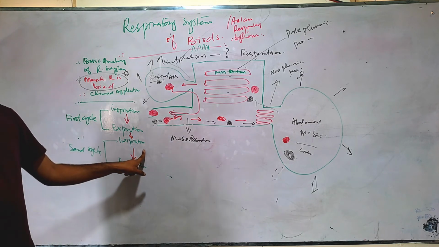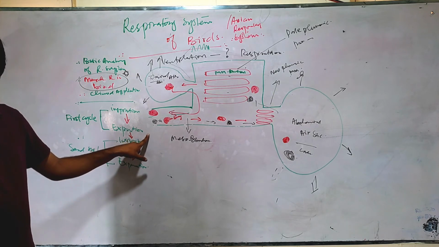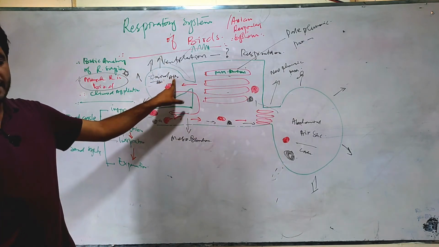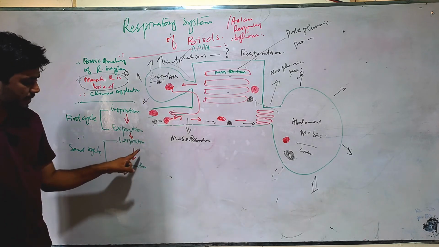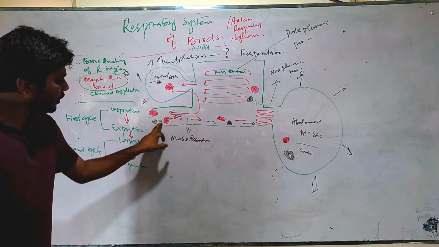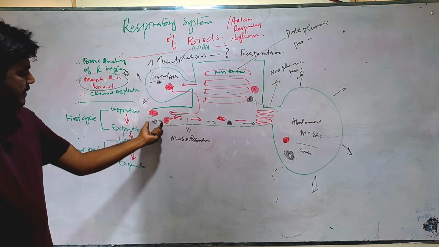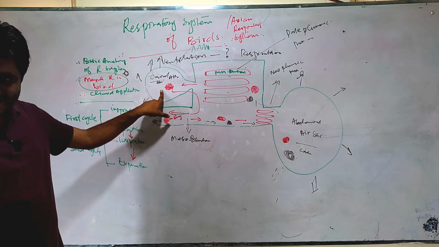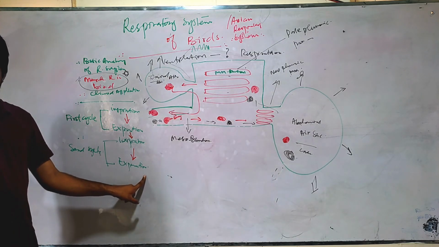Okay? Is it clear? With the first expiration, what really happens? Expiration. This will go into the parabronchi, and the air already present will go out to the outside. And also when you go into the third or second inspiration, you will find there is an entry of a new air bolus. The air already present will go into the cranial sacs, and this will leave to the outside with the expiration. Is it clear?